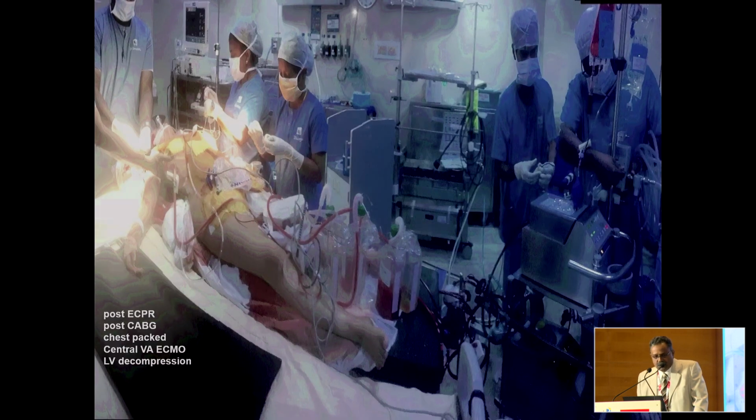This is one of our patients who had an ECPR, and the post-ECPR situation, post-CABG. The chest was packed, and we know arterial ECMO. We took the patient to the theater for LV decompression. We decompressed it and shifted back to the ICU.